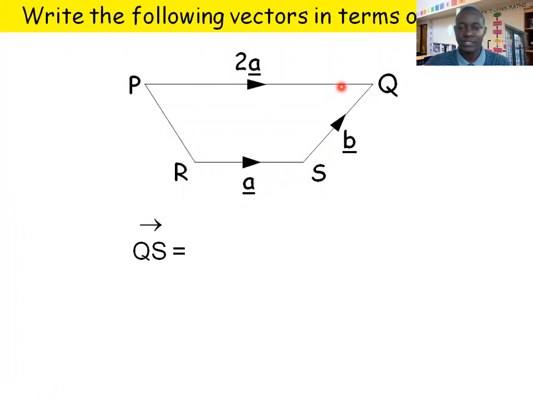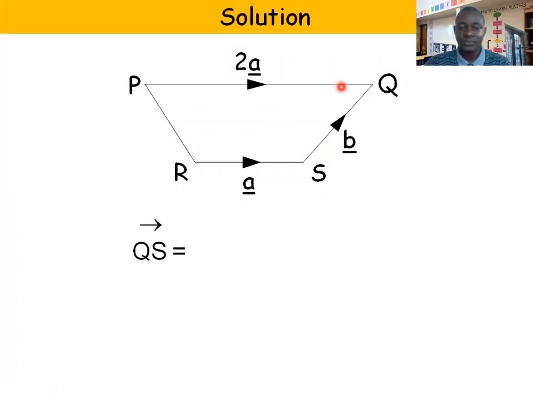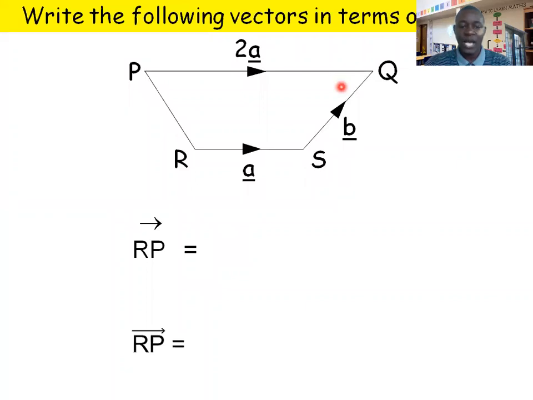The vector QS is also not given, rather we're given the vector SQ. So the vector QS is going to be the negative of vector SQ, that's going to be minus B. And then we have to find the vector RP, meaning movement from R to P. So that will be the same thing as R to S, S to Q, Q to P. R to S is given, S to Q is given, Q to P is not, but that is definitely the negative of vector P to Q.